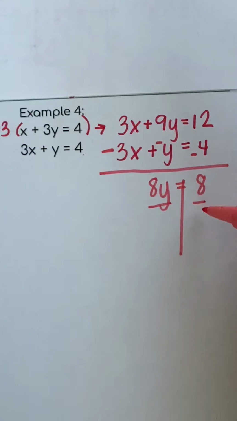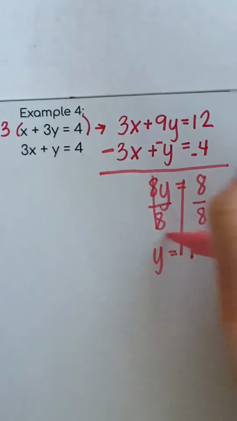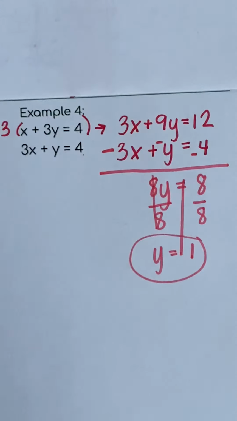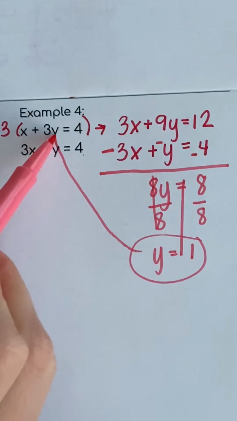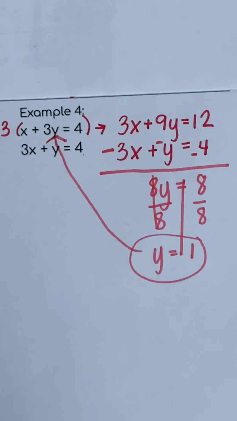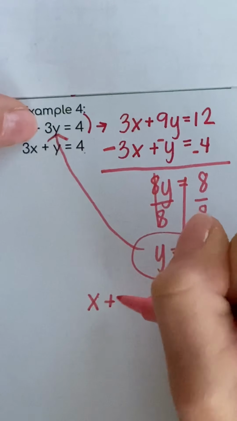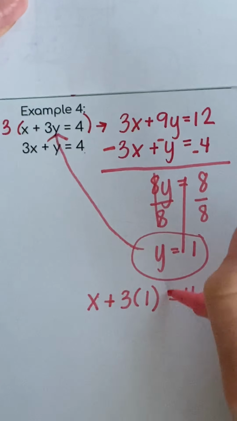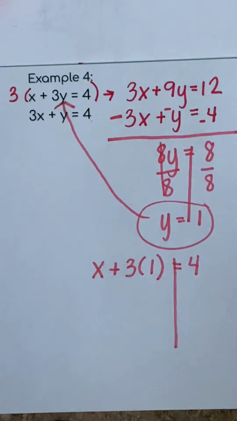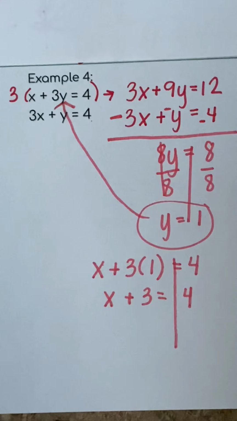Divide both sides by 8 and get y equals 1. Then we got to find x. Doesn't matter which equation you plug it into, they're both positive. So let's say, how about this time we plug it into the top one? Could have plugged it into the bottom though, it's totally up to you. So always the original. X plus 3, instead of y, I'm going to put a 1, equals 4. So we have x plus 3 equals 4.